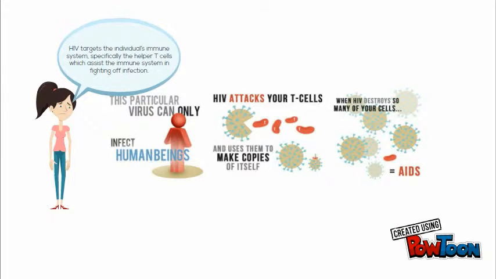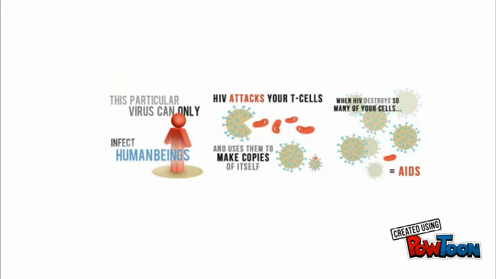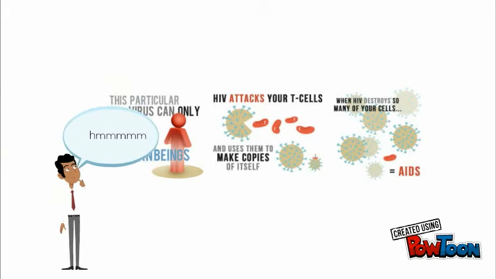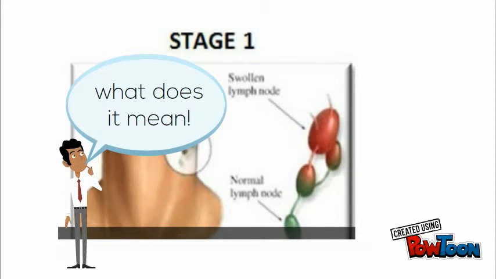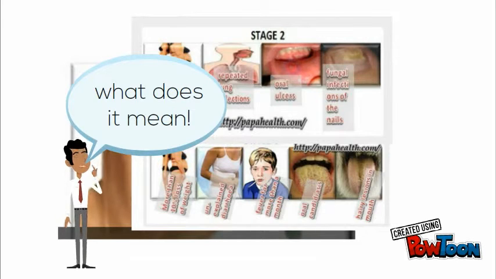Once HIV has successfully taken over the cell's replication machinery, it begins to target the individual's immune system, specifically the helper T cells, which assist the immune system in fighting off infection. HIV severely reduces the number of helper T cells found in the body, making the individual susceptible to other infections and compromising their immune system. So, what does that mean for me? Well, Fernando, let's think about the symptoms you're experiencing and try to piece this together.